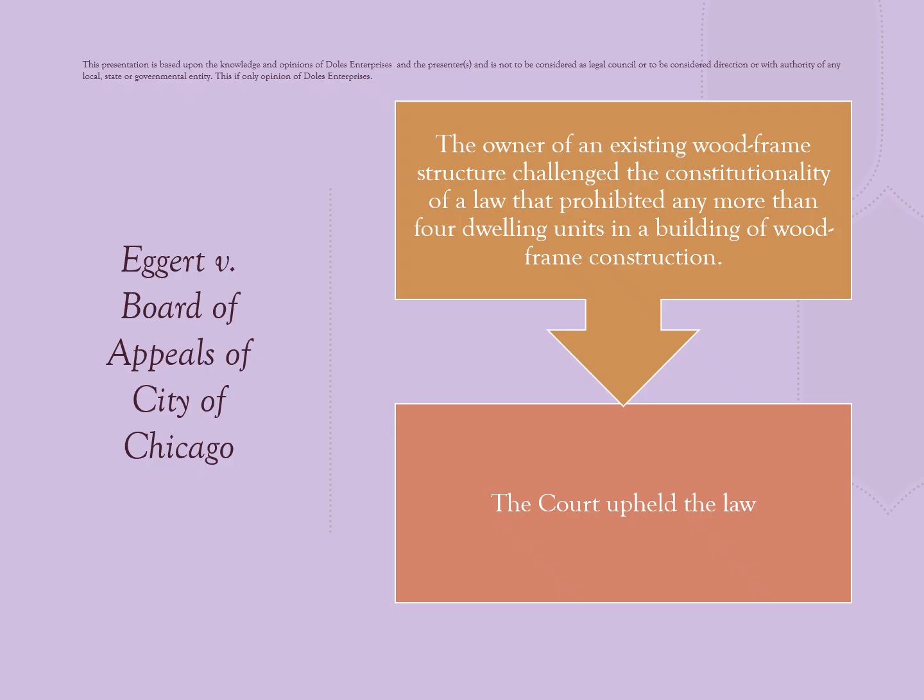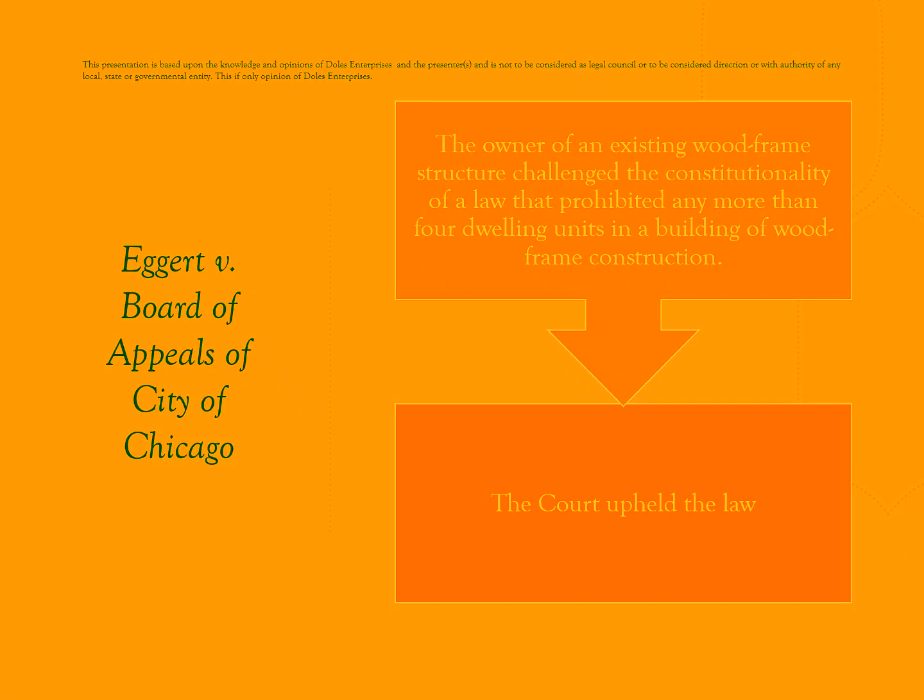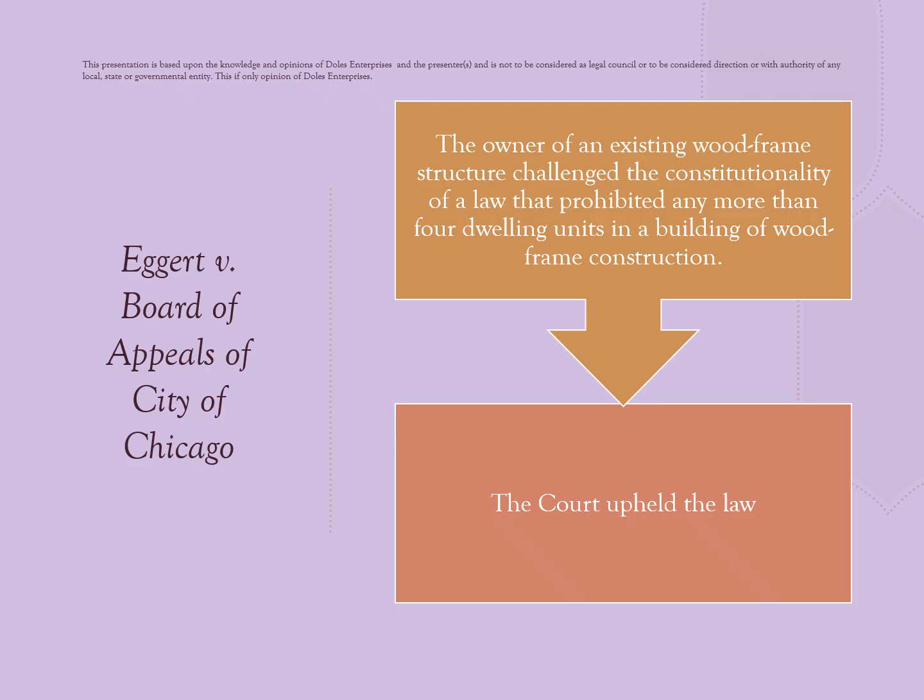In an example, we have Eggert versus Board of Appeals of the City of Chicago. An owner of an existing wood frame structure challenged the constitutionality of a law which prohibited any more than 4 dwelling units in a building of wood frame construction. The court upheld the law. The court understood from this record that the purpose of the legislation was to protect against fires and to minimize the danger that would be done if one were to start. This purpose was legitimate, and the court felt the means to reach it were reasonable.